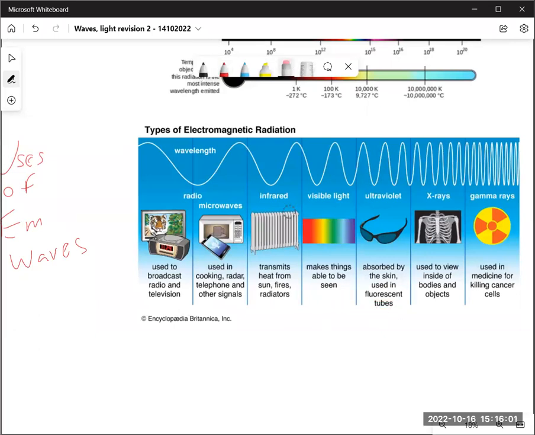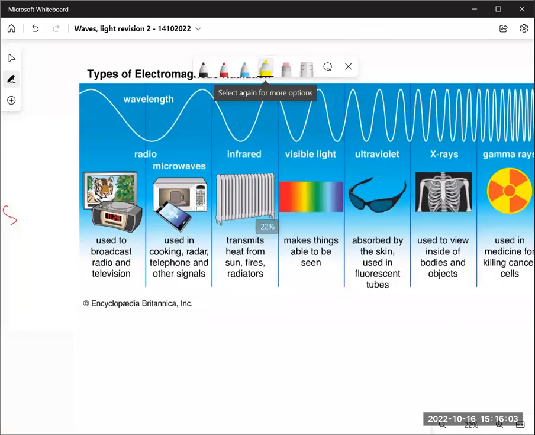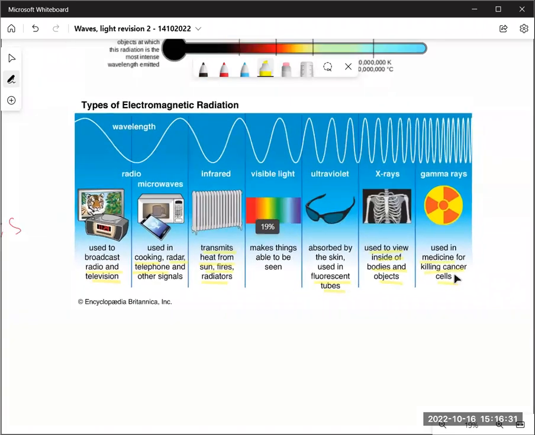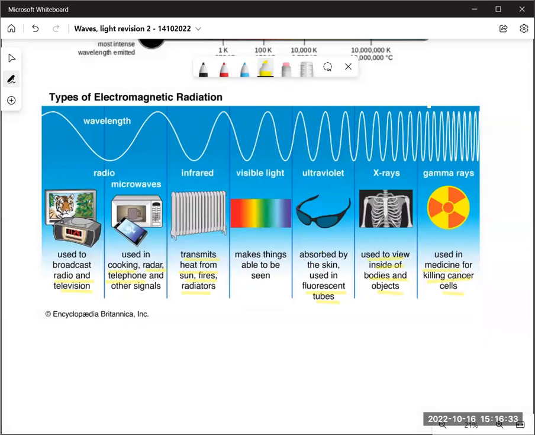I'll do one thing. I'll underline the main key parts here. Radio, television, used in cooking, telephone, radar. You have transmit heat from sun, fire, radiator. Absorbed, fluorescent tube for this. X-rays is to view inside of objects and everything. And gamma rays for medicine, for killing cancer cells. All of this is important. So take a screenshot.